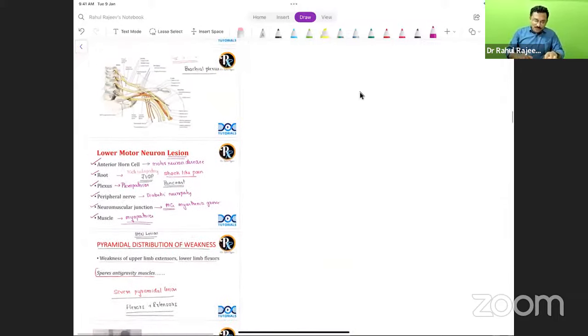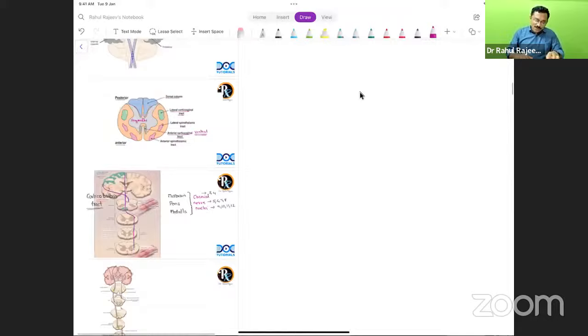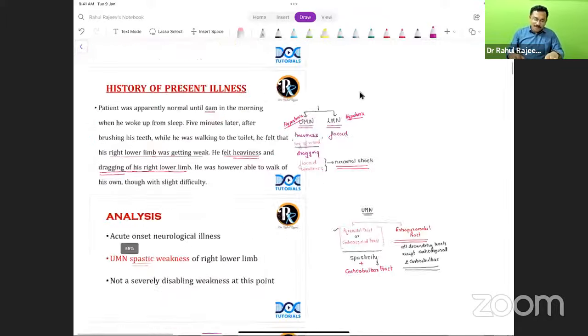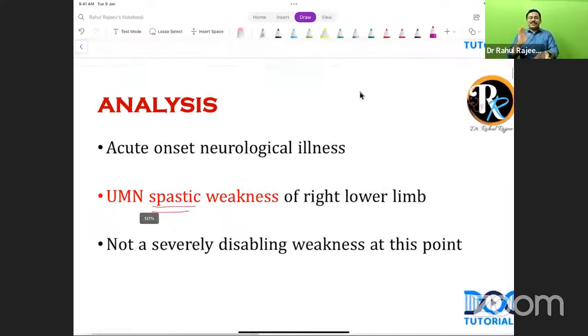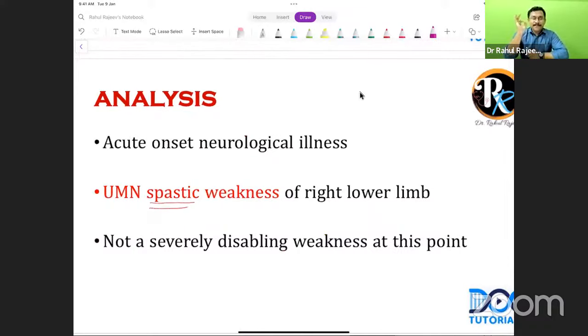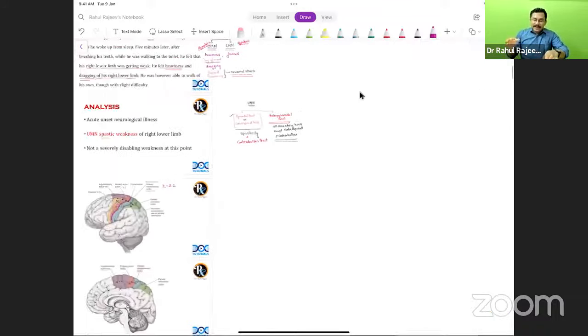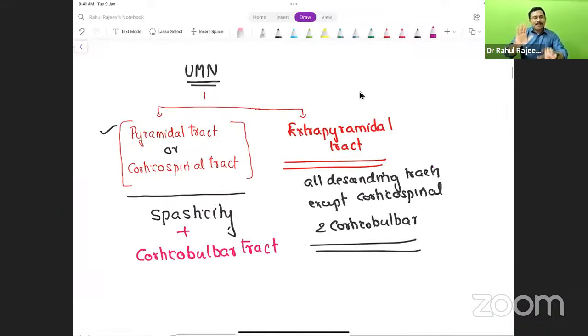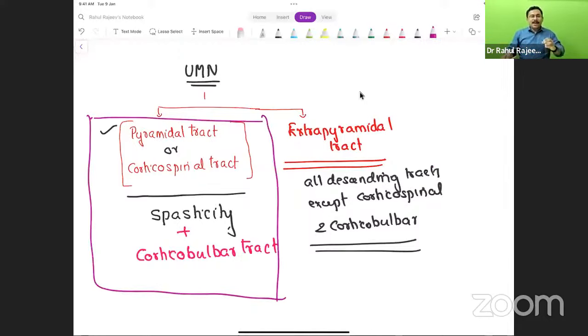So we deviated this much only to make you aware of what a UMN weakness is. But my dear students, remember, this is a very important point. Unless otherwise specified, UMN means pyramidal tract. Yes, even extrapyramidal is upper motor neuron, but usually we say UMN means the pyramidal tract or the corticospinal tract and also the corticobulbar tract. So normally in your exams, mainly you are supposed to say about this, but you should also know about the extrapyramidal tract.